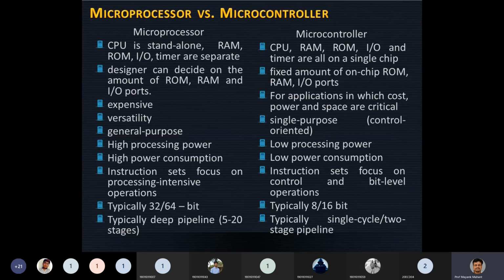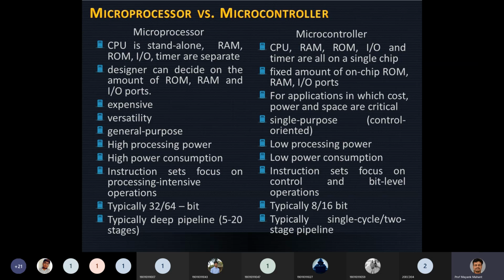Means you can say that it is a single tasking kind of device. It is designed and implemented for a single task. But in case of a microprocessor, it is general purpose. Okay, the other point of difference is that high processing power is required. A microprocessor has very high processing power, while a microcontroller has low processing power.